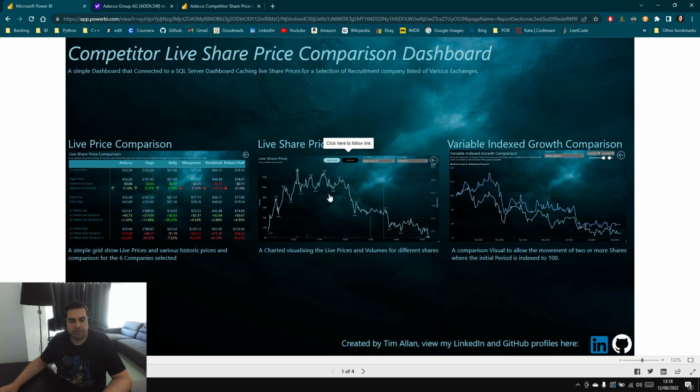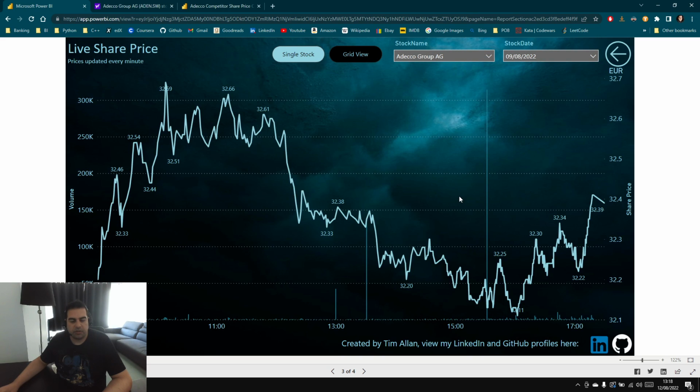So let's have a look at the share price charted page. This is just showing the movement in a day for a particular share. So I can see the price as it's moved throughout the day. The little bars in the background, that's showing volume. So you can clearly see where some big trades have gone on, and we've got lots of little trades down here. But obviously these are the big funds probably making trades in the Adecco price.